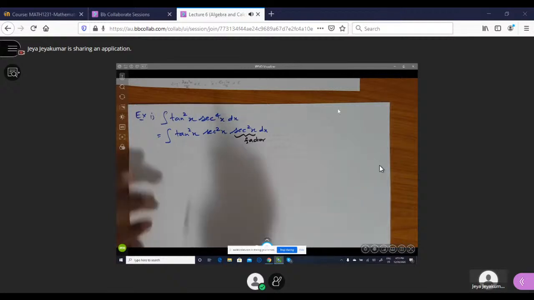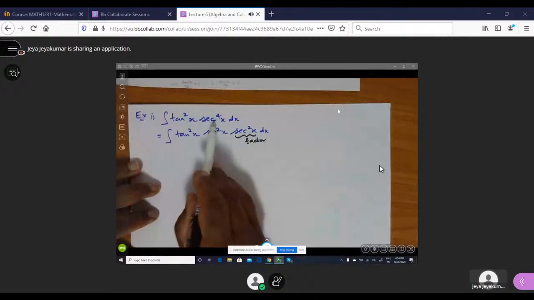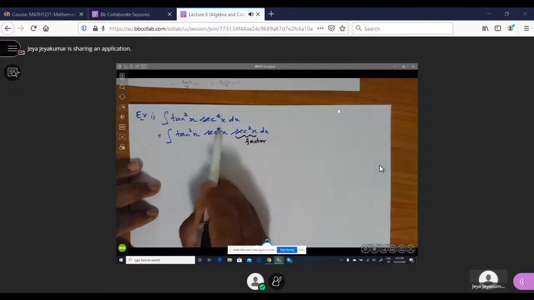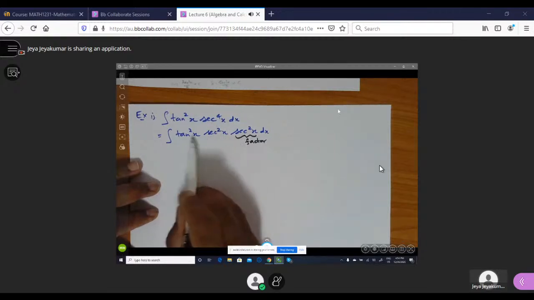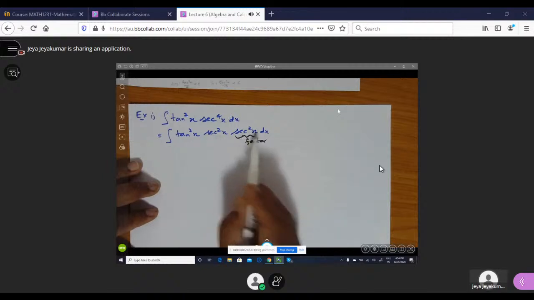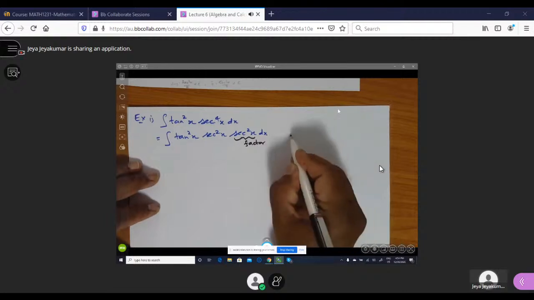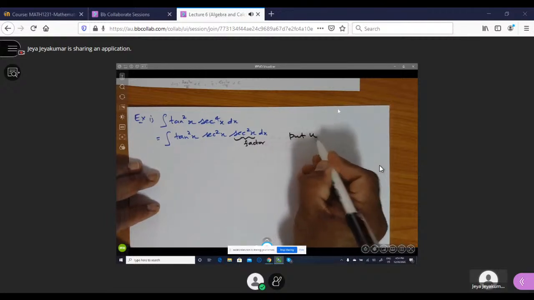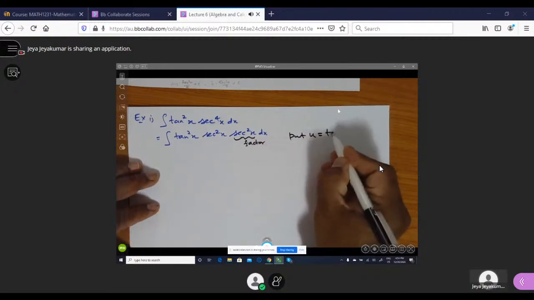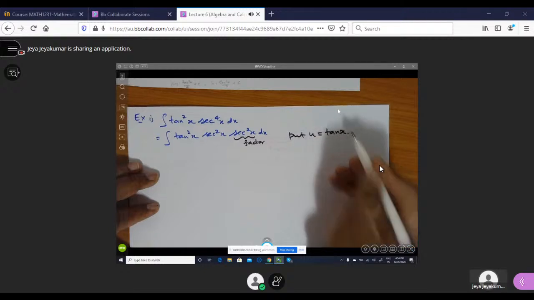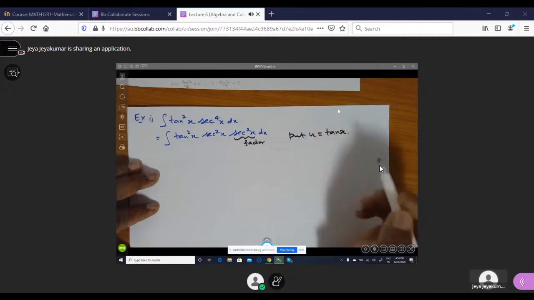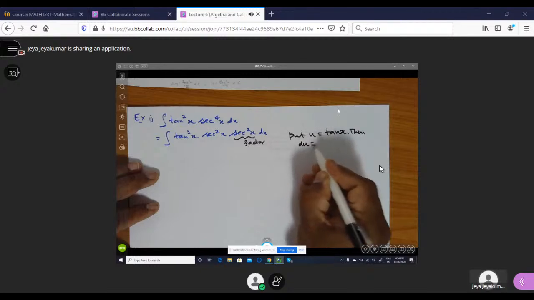Now here, both have even powers, okay? So you can factor out sec squared x from here. That gives you tan squared x, sec squared x times sec squared x dx. So if you put u equals tan x, then when you differentiate this, du equals sec squared x dx.